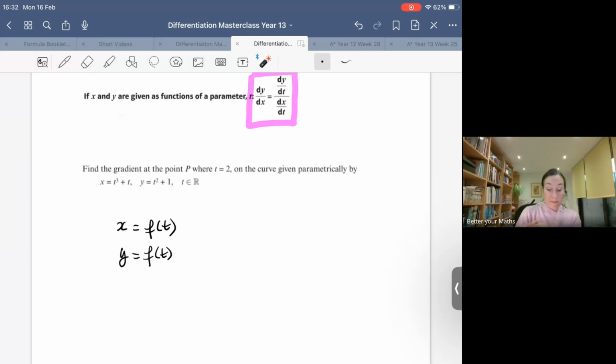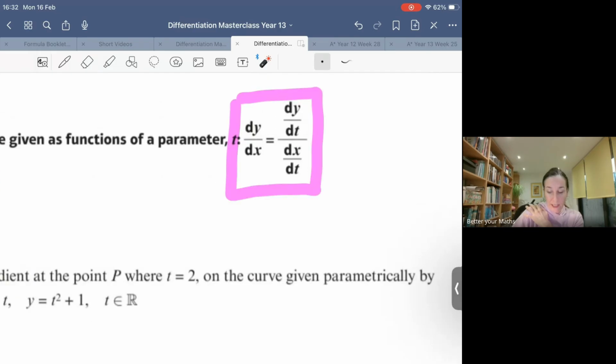To differentiate parametric equations is super simple. So the derivative of y with respect to x would be the derivative of y with respect to t divided by the derivative of x with respect to t. So we differentiate the y, we differentiate the x, and we divide. Very simple.